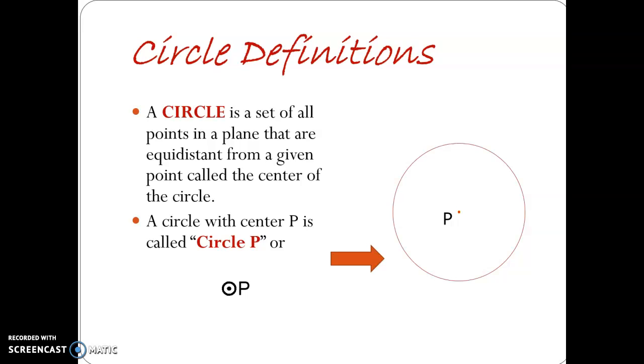A circle is a set of all points in a plane that are equidistant from a given point called the center of the circle. So we have point P here, which is a center, and then the circle itself is just made up of points that are the same distance away from P. We would say a circle with center P is called circle P, and this is the notation for that. It would just be a circle with a dot and then P.